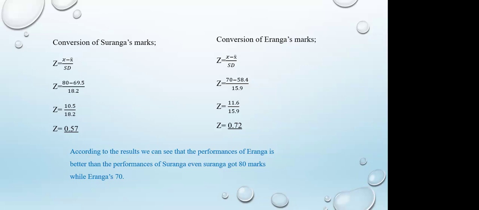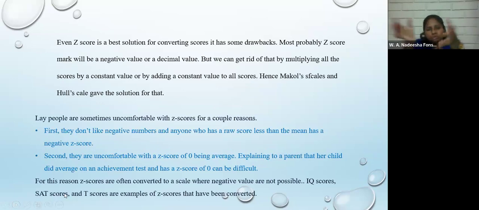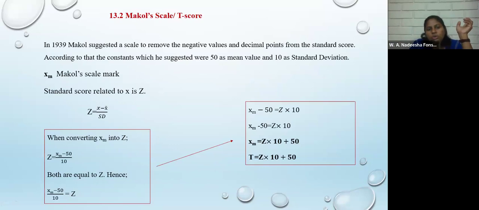Yes. Assume that the mean value is a rounded mark, like 69. If one person got 69 also, then the Z value will be 0. So with zero values, we can't define the average or anything of the student. So those are the problems in Z-score. Therefore, we have to go for other scales.